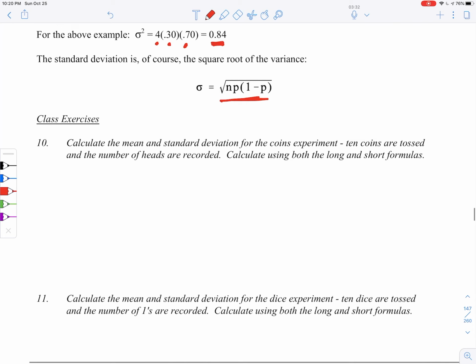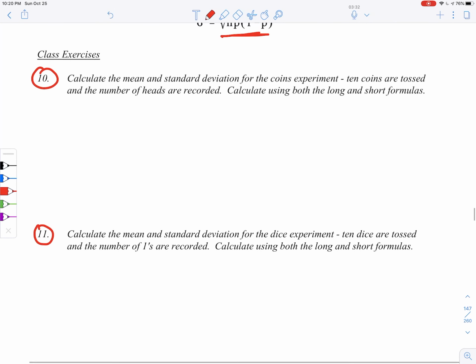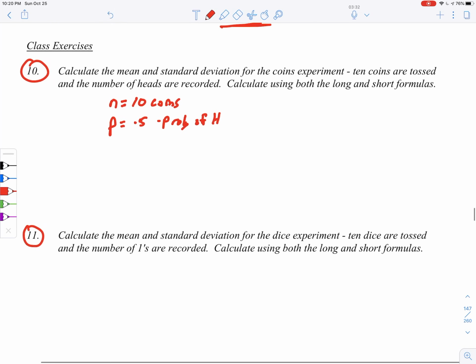So let's take a look at these guys here. Calculate the mean and the standard deviation for the coins experiment, and then we're also going to take a look at doing it for the dice experiment. So remember, in the coins experiment, back up here, we had n equal to 10 coins, and p equal to 1/2 or 0.5, the probability of getting a head for any particular coin. And x takes on the values 0, 1, 2, 3, 4, all the way up to 10.